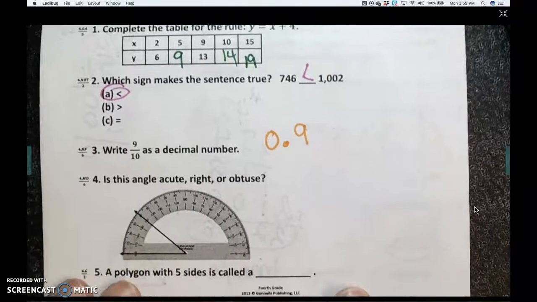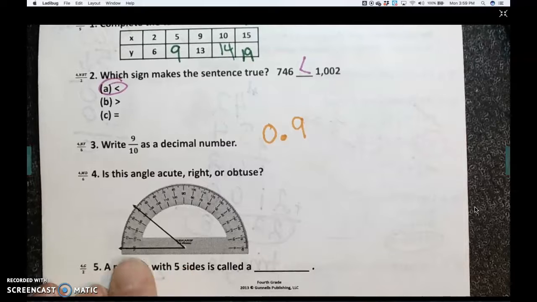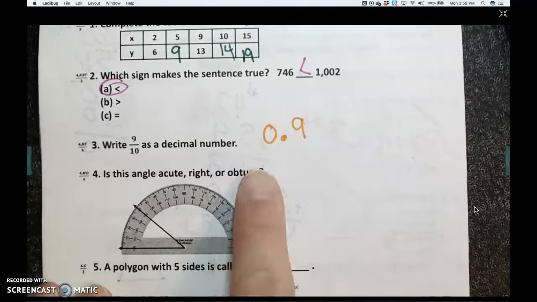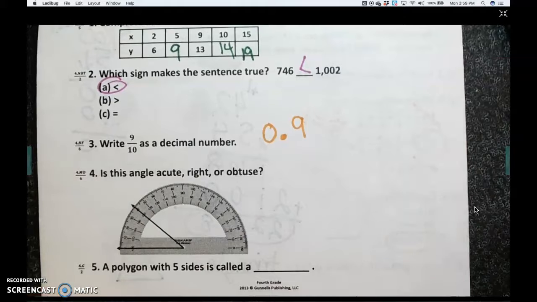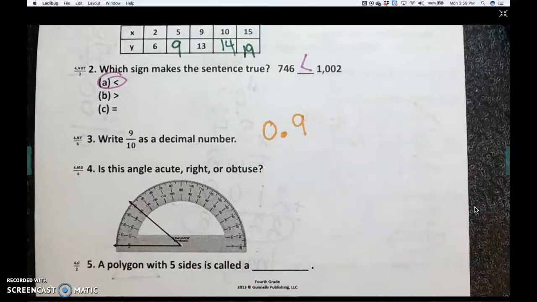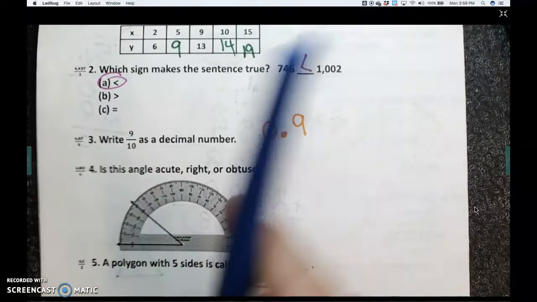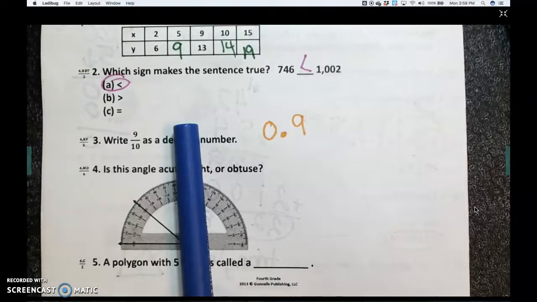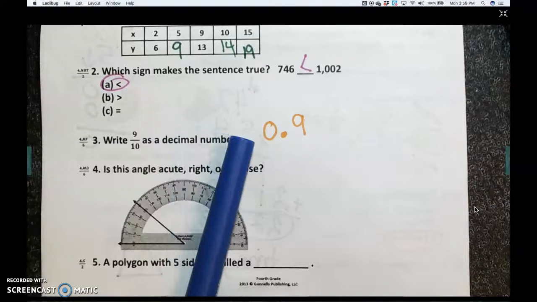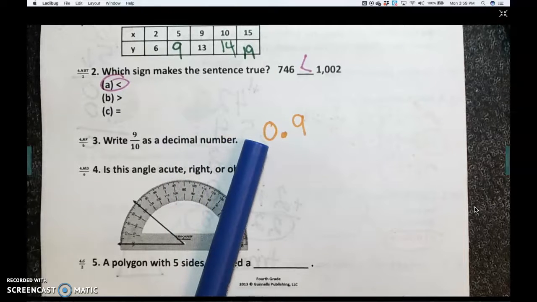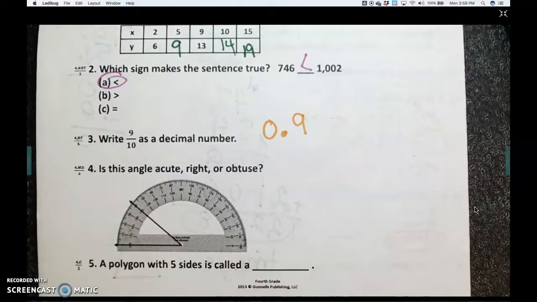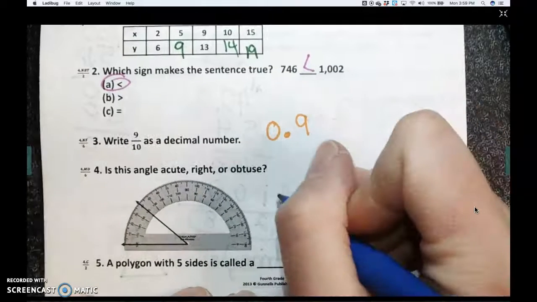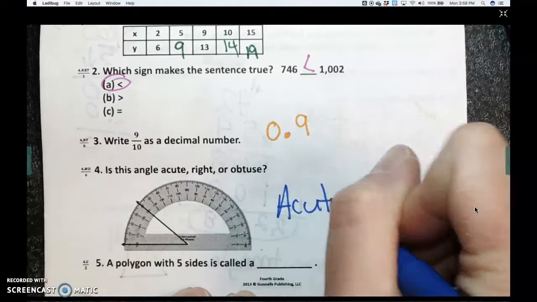For your angle here, make sure you see it's going this way. Usually they've been going to the right. Here it's going to the left with this protractor. As you can see, if it was right here in the middle, that would be 90 degrees and it would be right. If it was anything past that, it would be an obtuse angle, but it is less than that, so it would be an acute angle.